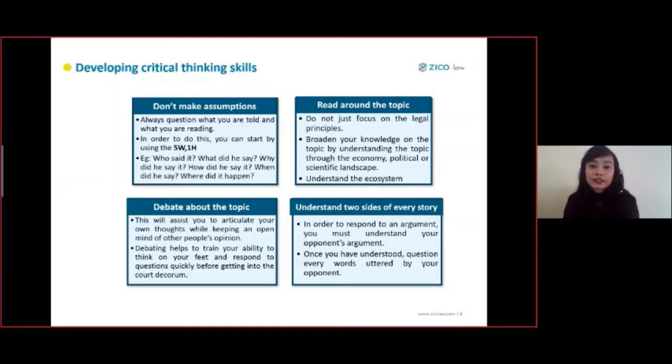So next, you need to read around the topic. Now, when you get a moot problem, for example, if you get a moot problem about robots, it's not enough that you check.